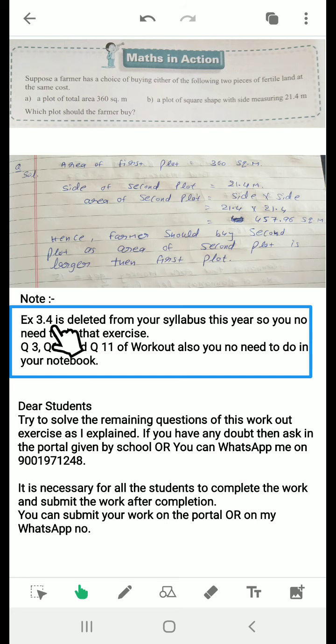I have written that exercise 3.4 is deleted from your syllabus, so we need not do that exercise. Question number 3, 10 and 11 of the workout you also need not do. And then try to solve all the remaining questions of this workout exercise. If you have any doubt, then you can ask.